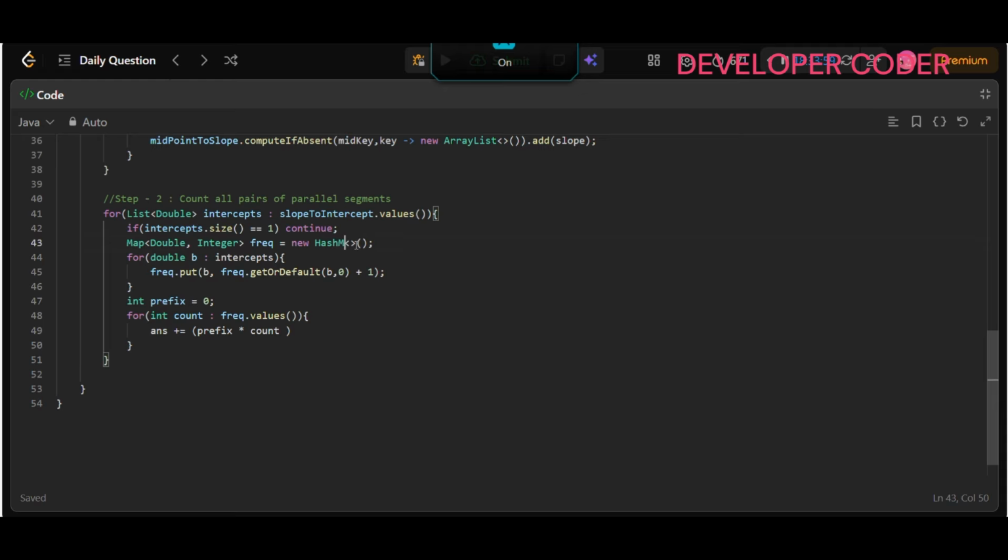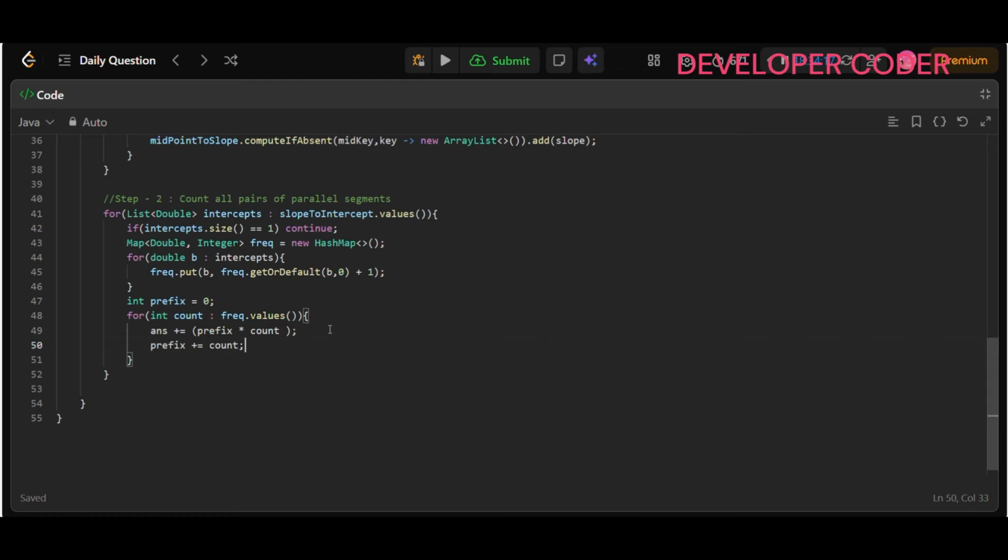Just use a hash map, right? Even if you do this, I don't think there will be anything bad, right? If you do this, okay. So in this way you can update your answer, and you can update your prefix as equal to count.